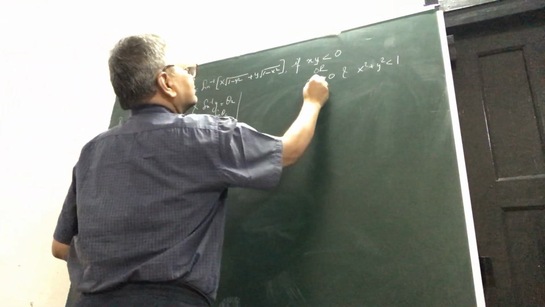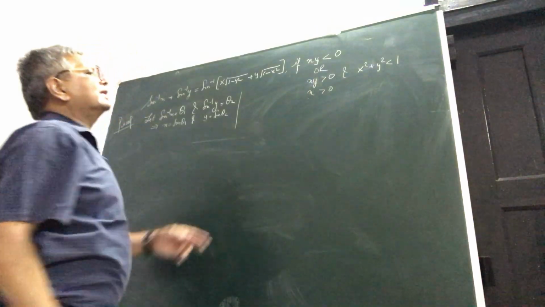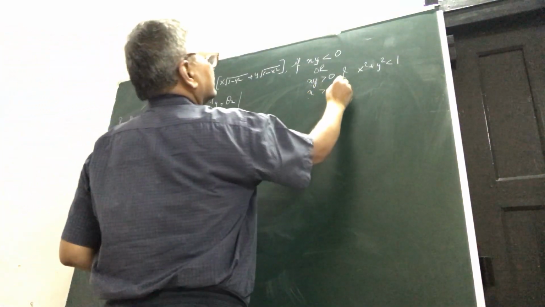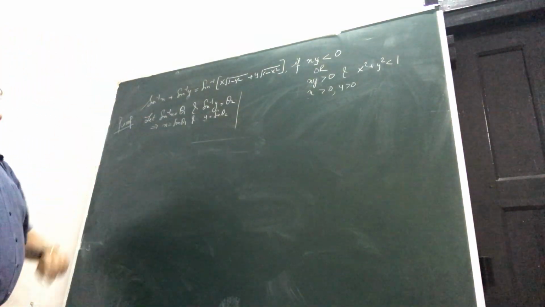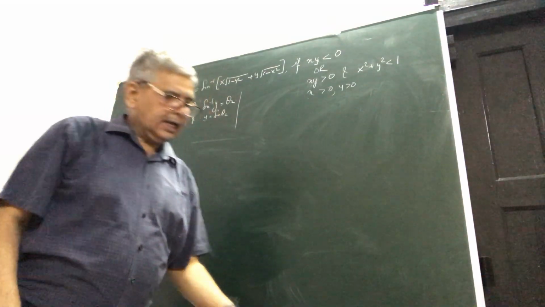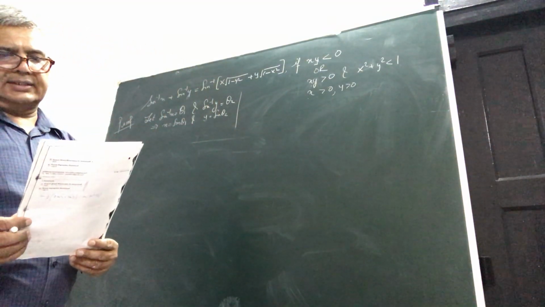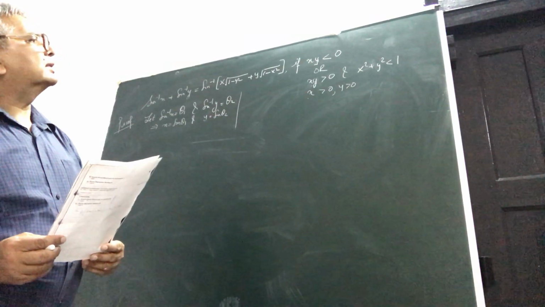Yes, xy is greater than 0 and x is also greater than 0. Then see, x is greater than 0 means y is also greater than 0. Then see, you have to prove this result. Let us see how we can prove it.